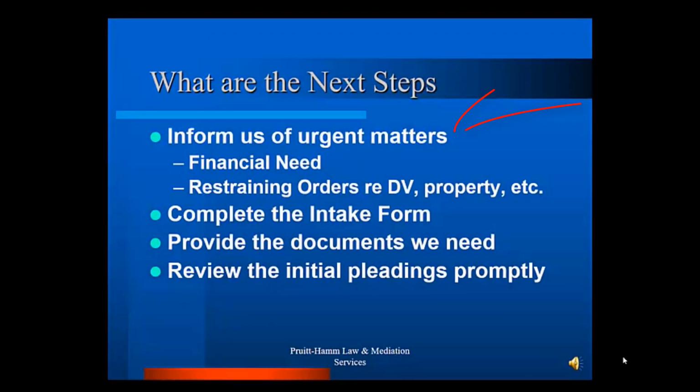The next steps, you need to inform us if there are any urgent matters or emergent matters. Are there things that you don't want to have happen, or things that you really need to have happen soon? So financial need or restraining orders regarding domestic violence or property and spending, freezing things, that would be the kind of thing that would be worth talking about. Assuming urgent matters are taken care of, you can complete the intake form and provide us the other documents that we need, and then we'll draft the initial pleadings, and you need to review them and return them promptly.